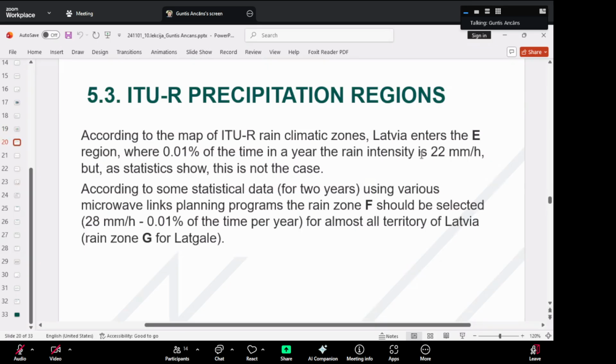This 22 is the value ITU data provided. This one is more local data for a 2 year period. And these values are for 0.01% of the time in a year.